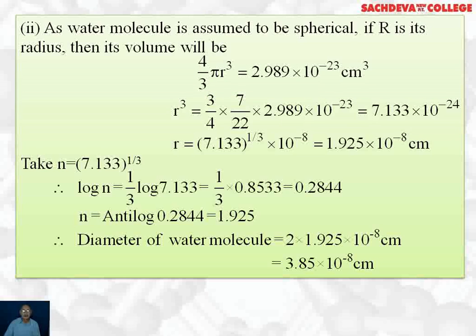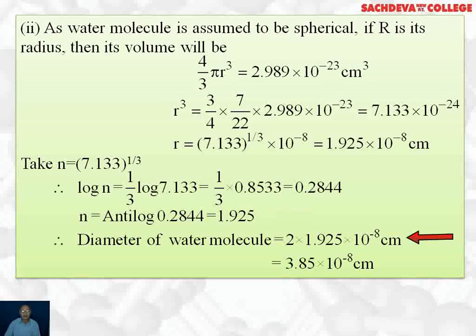Now cube root of 7.133 we can take with the help of log. Take log both sides. Log n is equal to 1/3 log 7.133. That is equal to 1/3 into, 7 is one digit, therefore we write 0. And we see the log of 71 at 3, and the common difference we take from 3 and add to the figure, so we get 0.8533. On dividing we get 0.2844. Now we have to find the anti-log of 0.2844. It will be 1925.